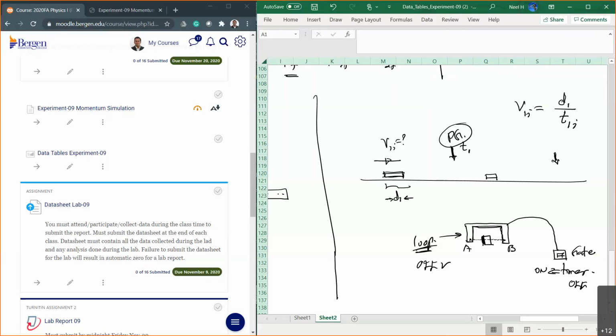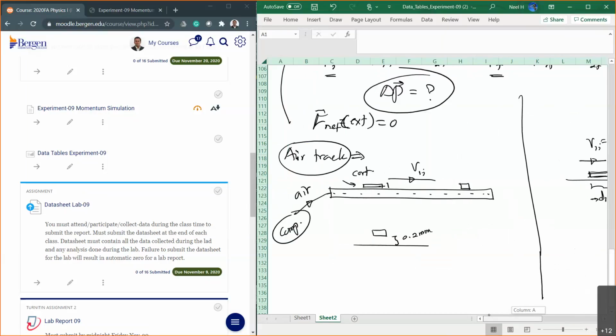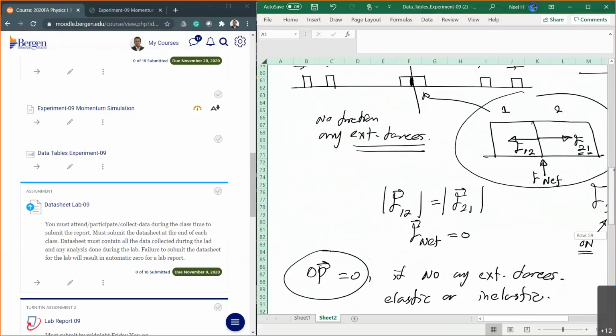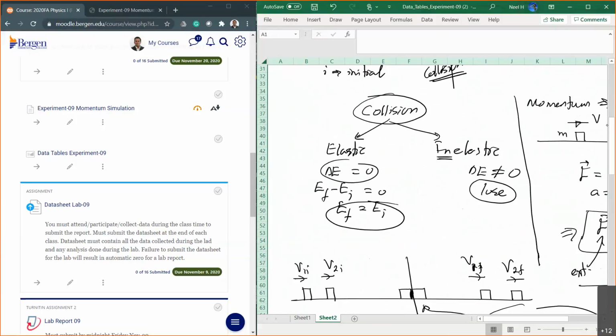That's all. After we figure out the velocity, we go backward and figure out the concept of momentum conservation. Then you go back right here and figure out energy conservation. By checking the energy conservation, we can understand the type of collision, for example, whether the collision is elastic or inelastic, and so on.